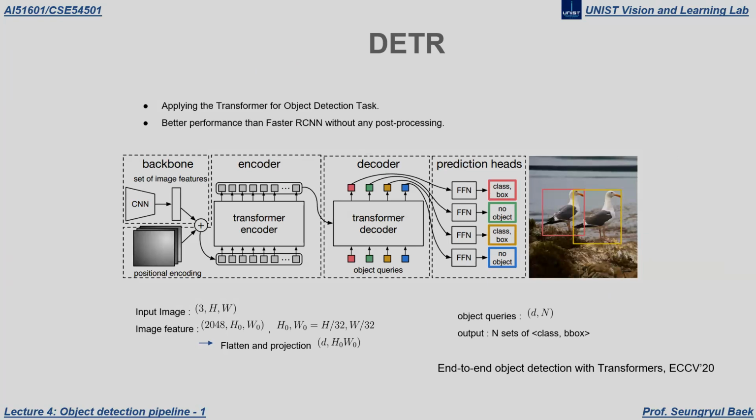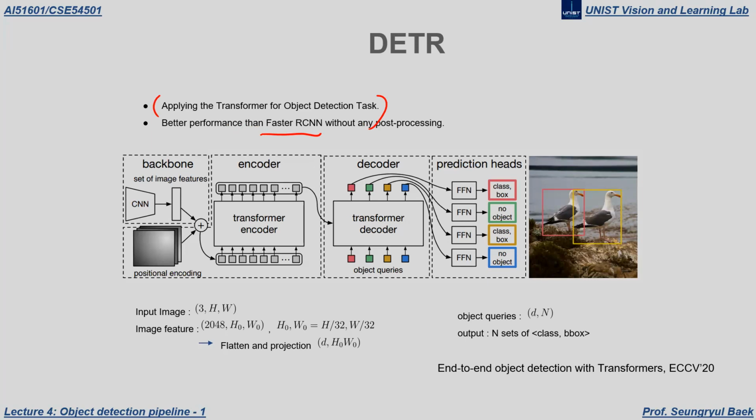Okay, and I will explain this. This is the first transformer-based architecture for the object detection task, and it performs better than Faster R-CNN without any post-processing. Basically it has a similar architecture to the transformer we have seen, right?